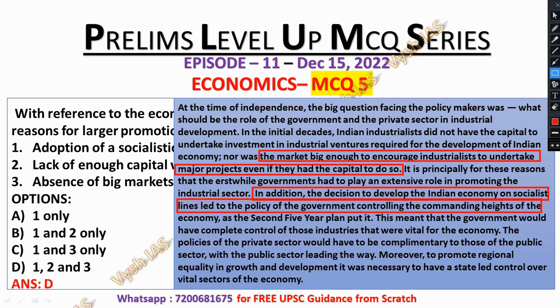The policies of the private sector would have to be complementary to those of the public sector, with the public sector leading the way. Moreover, to promote regional equality in growth and development, it was necessary to have state-led control over the vital sectors of the economy.